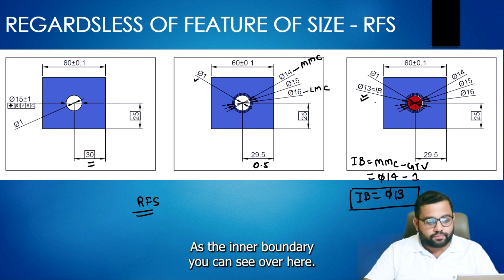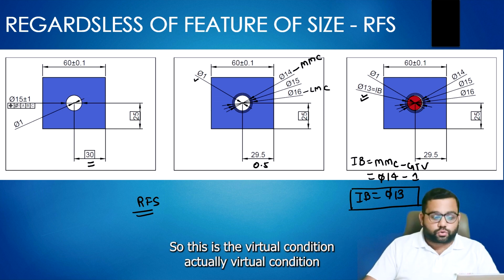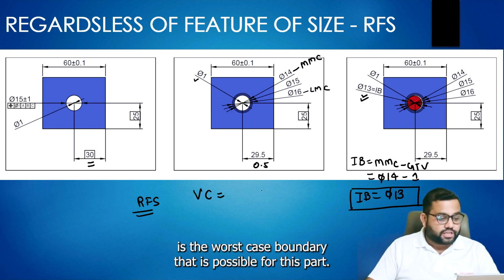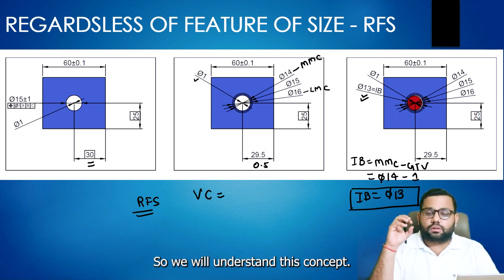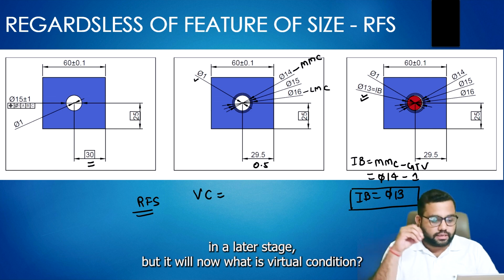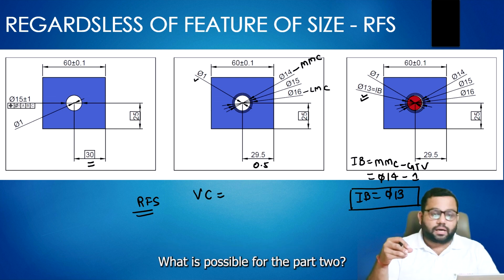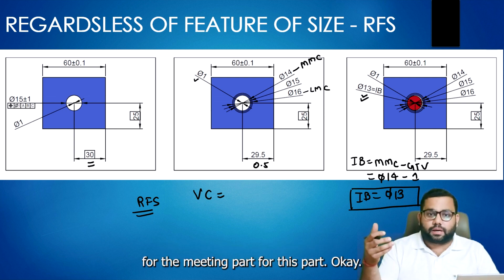You can see over here. So this is also the virtual condition. Actually, virtual condition is the worst case boundary that is possible for this part. We will understand this concept at a later stage, but till now, what is virtual condition? Virtual condition is the worst case boundary possible for the mating part, for this part.